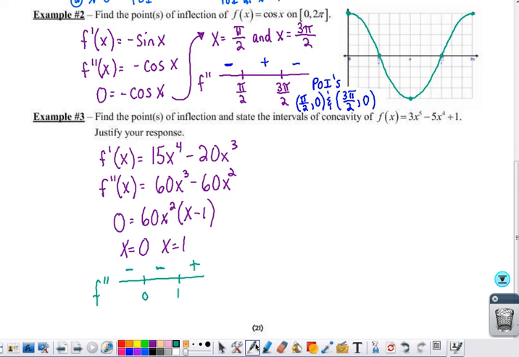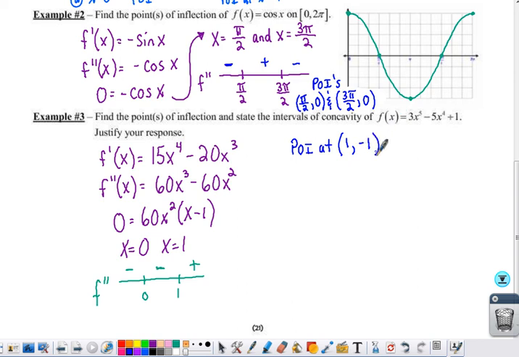So we're going to state that point of inflection. So that's going to be a POI at 1. And once you plug 1 into f, you'll get negative 1. So there's your point of inflection.